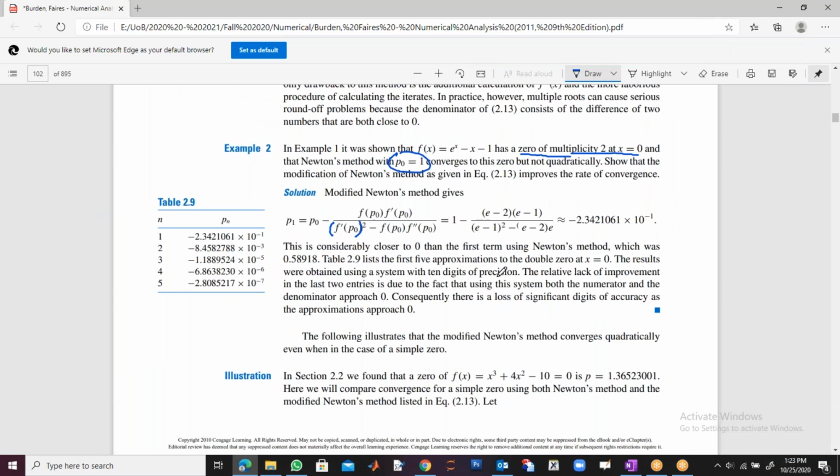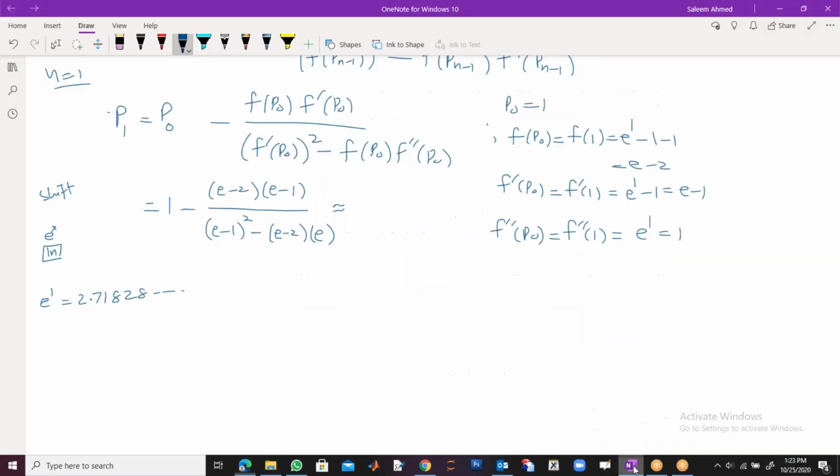You see, 1 minus (e minus 2)(e minus 1) over (e minus 1) squared minus (e minus 2)e. So that is minus 2.34 times 10 to the power minus 1. 10 to the power minus 1 means it is minus 0.2342. Okay, so this is what you should get, minus 0.234. So you can verify.